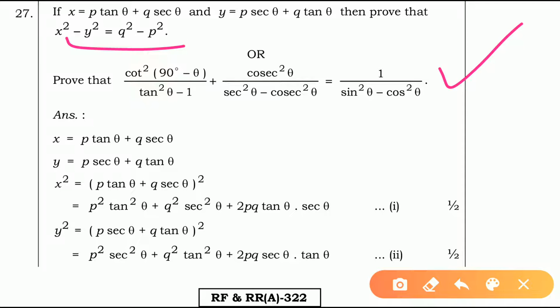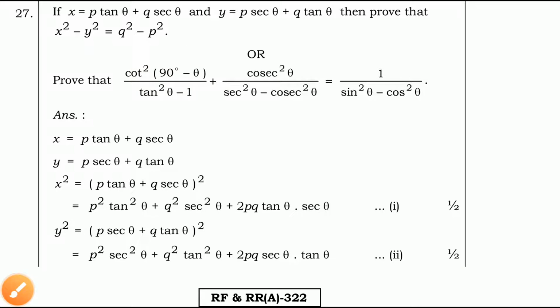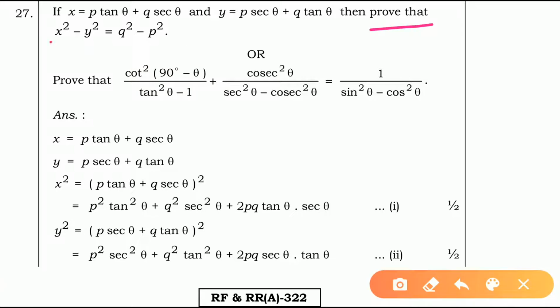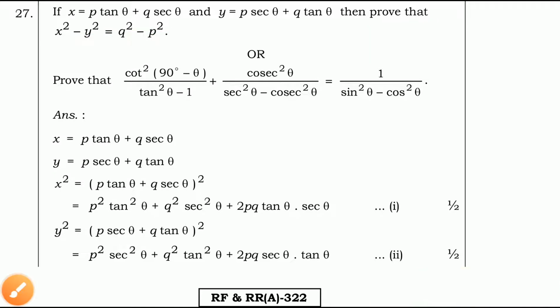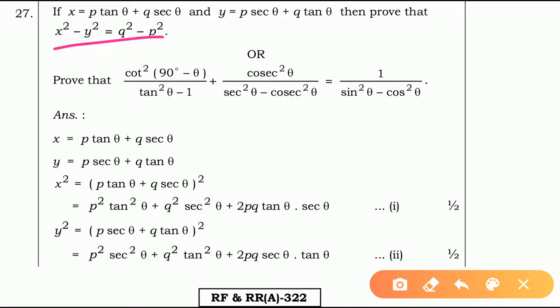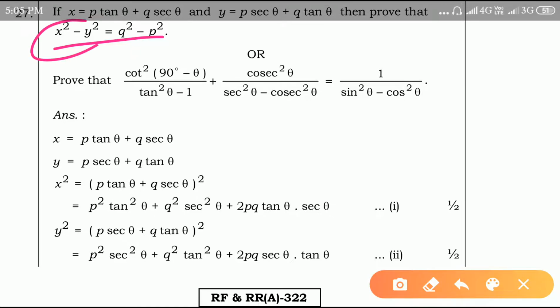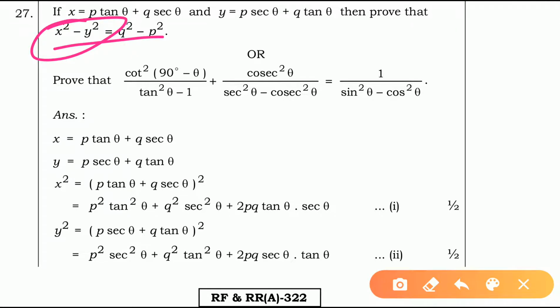Here in the first question we observe that our aim is to prove x square minus y square is equal to q square minus p square. Here x is given, y is given; squaring and subtracting from one another, we get x square minus y square, and after simplification we get the LHS. Now we'll discuss our first question.